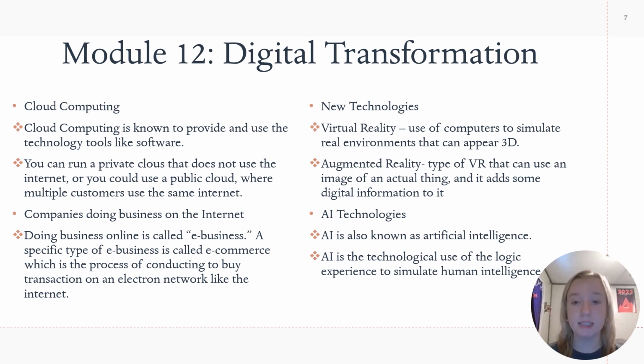Companies doing business on the internet, doing business online, is called e-business. A specific type of e-business is called e-commerce, which is the process of conducting buy and sell transactions on an electronic network like the internet. New technologies include virtual reality, which is the use of computers to simulate real environments that can appear 3D. Next, you have augmented reality, which is a type of VR that can use an image of an actual thing and adds some digital information to it.